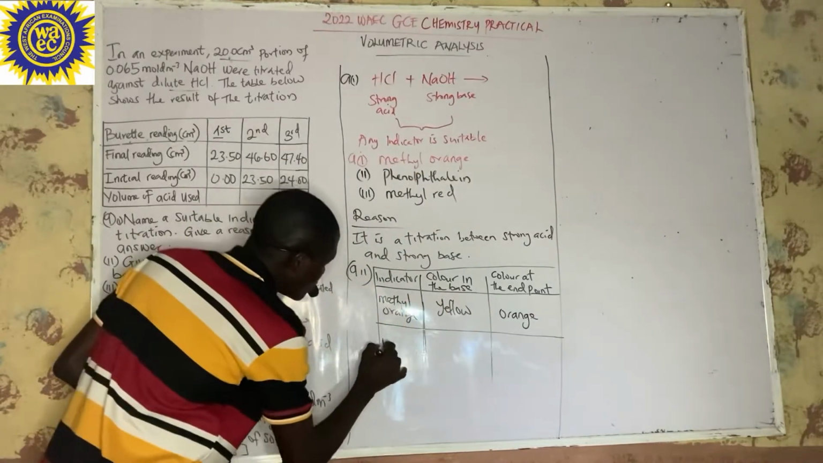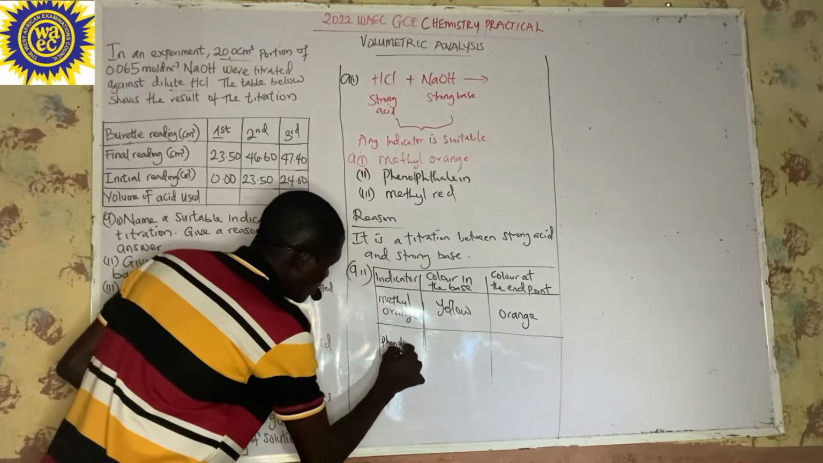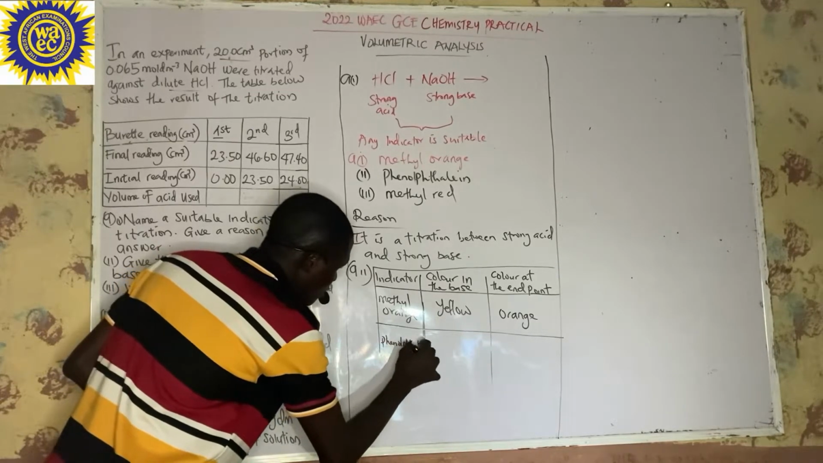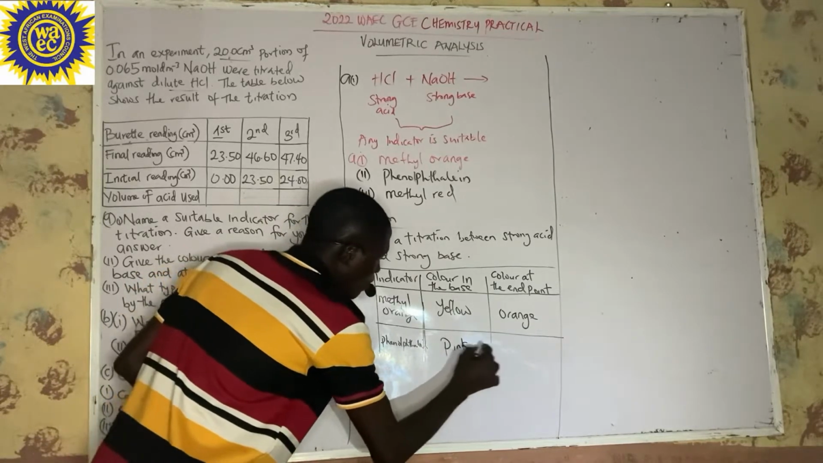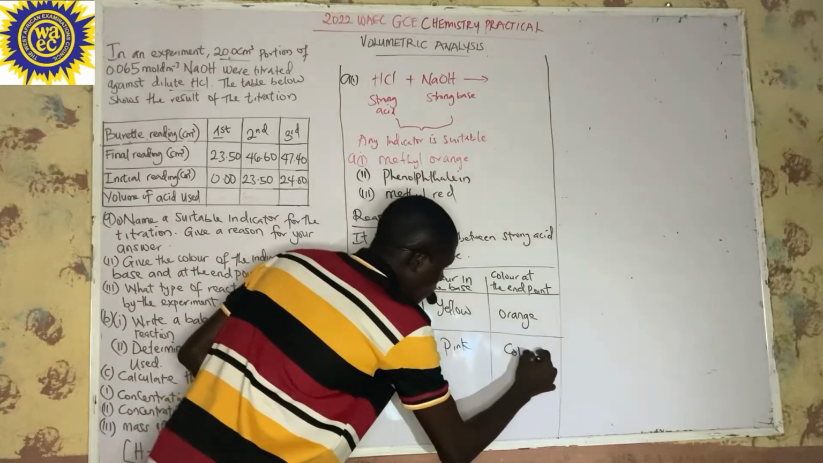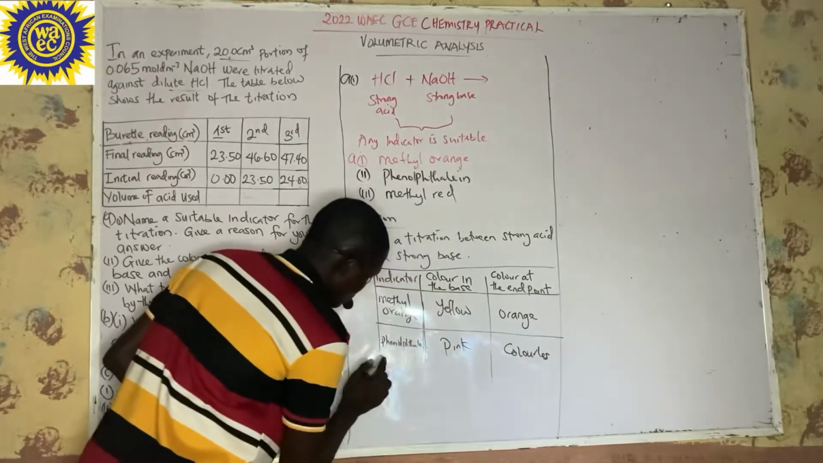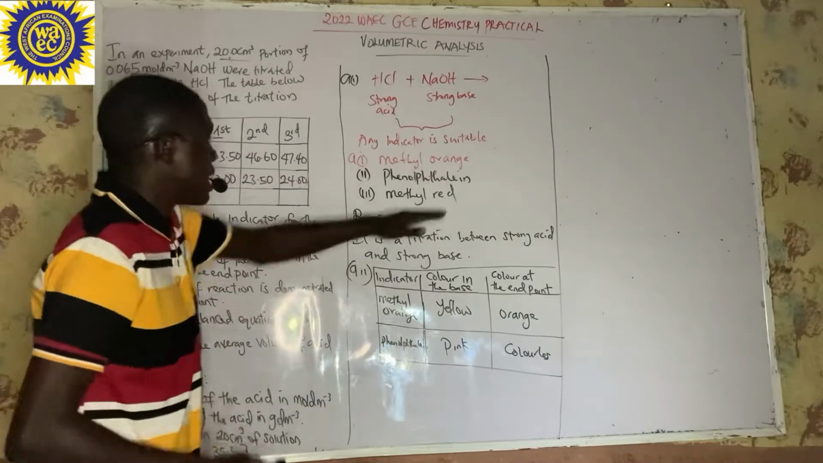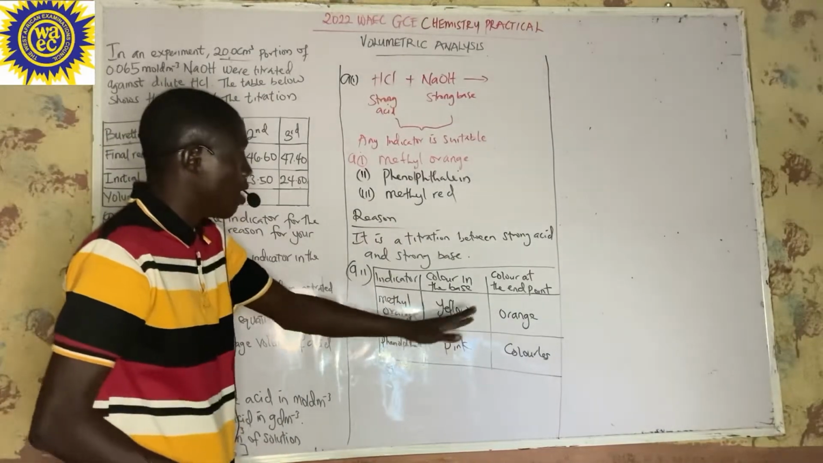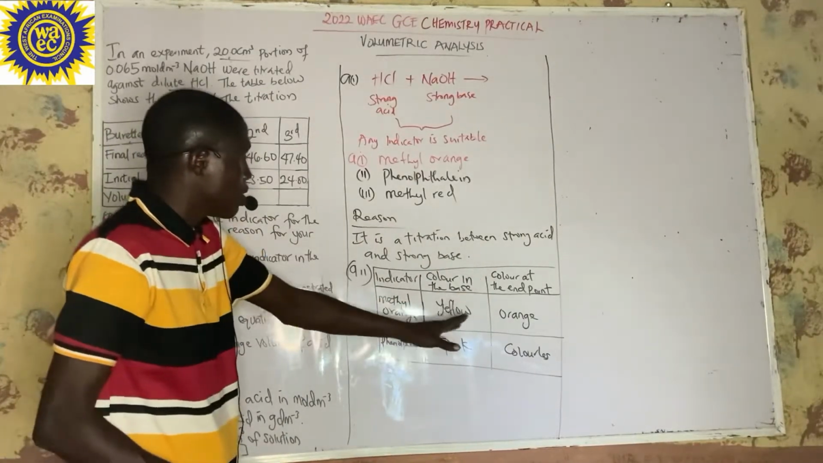So when you use phenolphthalein, the color in base will be pink, while at the end point the color will be colorless. The color of methyl red also will follow this: yellow and orange.